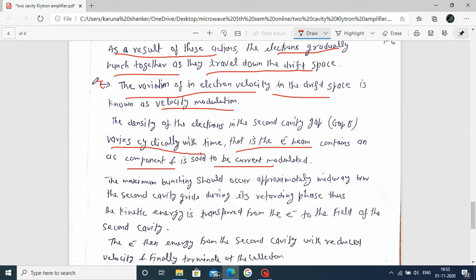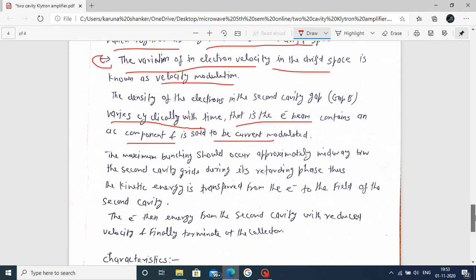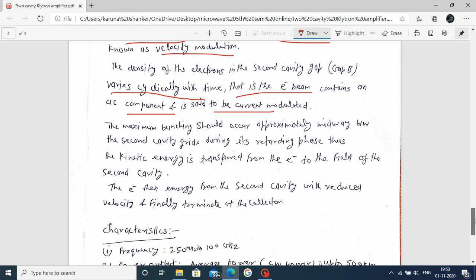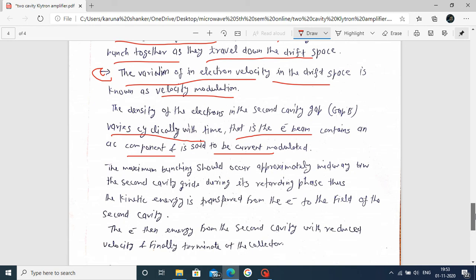Only focus on this velocity modulation. Just as the second modulation, only indicated here. Whatever the buncher cavity does, your electrons are bunched. Now this is also time varying in nature. In this time varying nature, there is an AC component. That is called current modulation. Only this point is indicated here. Now these are all your related operations.